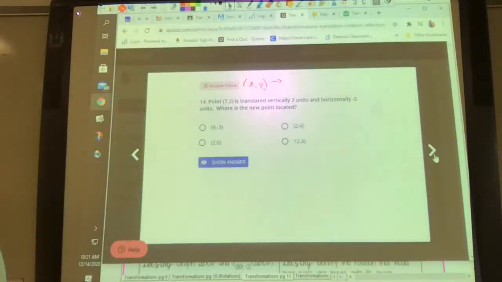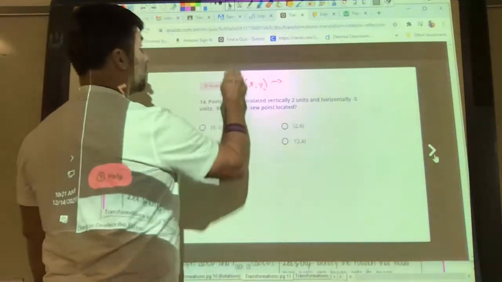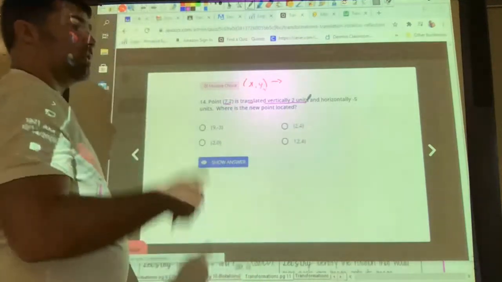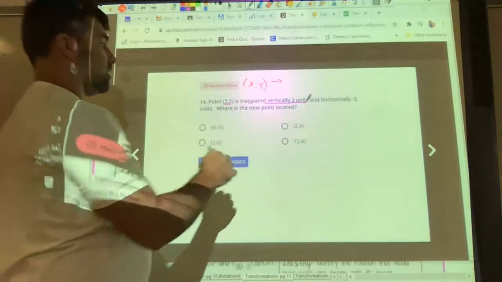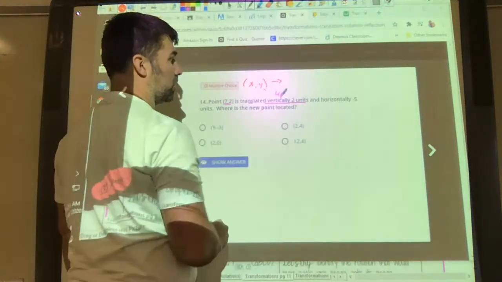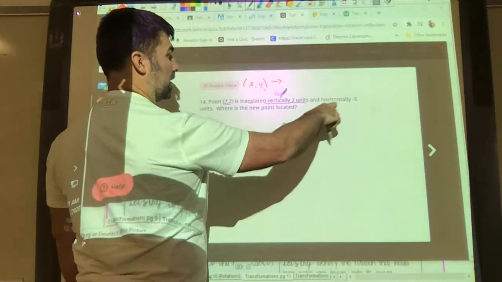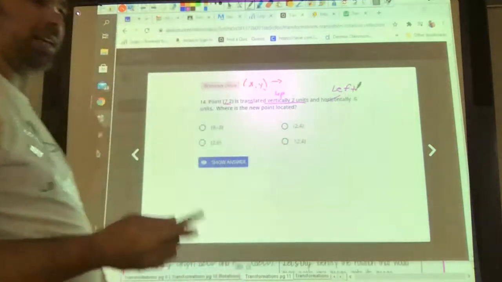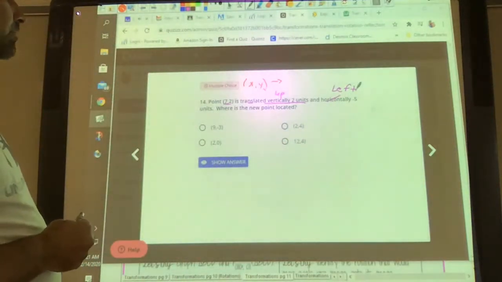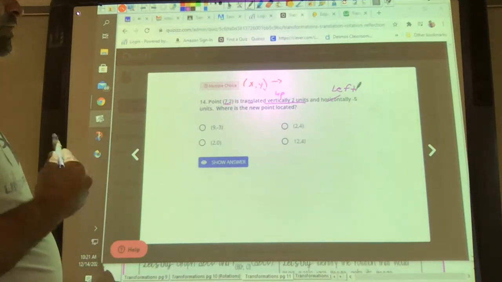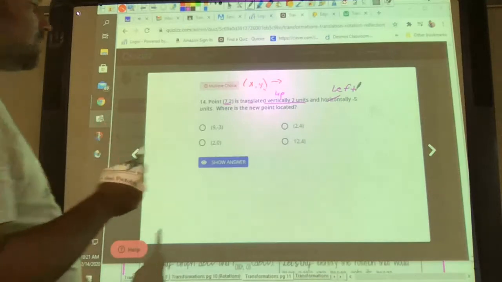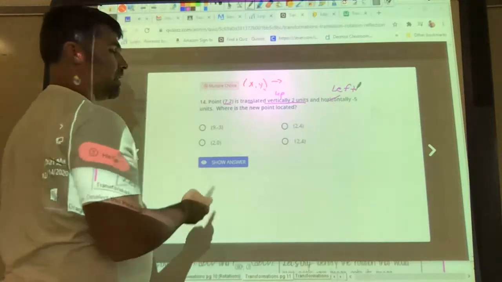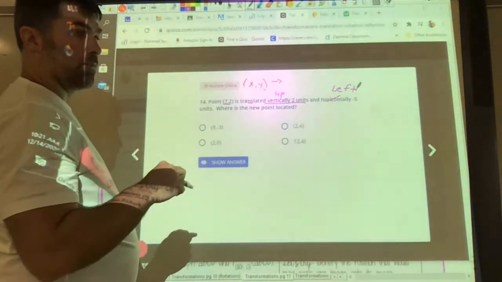So this one is a translation. We're taking 7, 2. Now, vertically is going up. I know vertical is up and down, but vertically, it's talking about up. And horizontally, -5, that actually means left. That should make sense. -5, I'm going to the left. Some people could visualize this. All right, if I'm at 7, 2, and I go up 2 and left 5, where would I be? Some of you can visualize that. If you need a graph, draw a graph.